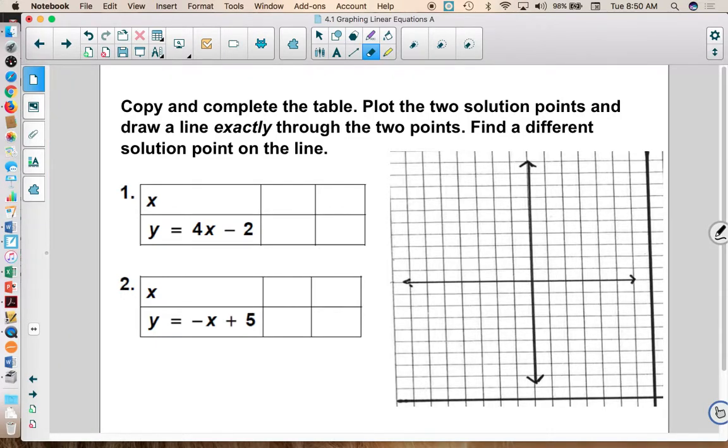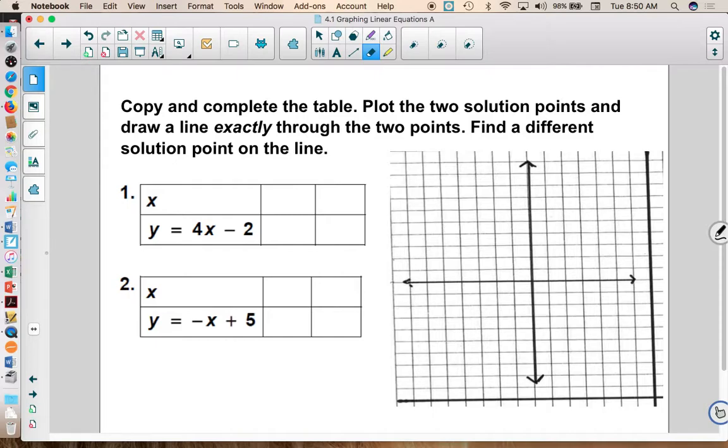All right. Copy and complete the table and plot the 2 points. You don't have to copy it. We've done some of that. Now, how do you know what values for x to plug in? Does it matter what values you plug in? What do you think, Madison? Why do you choose 0 and 1?